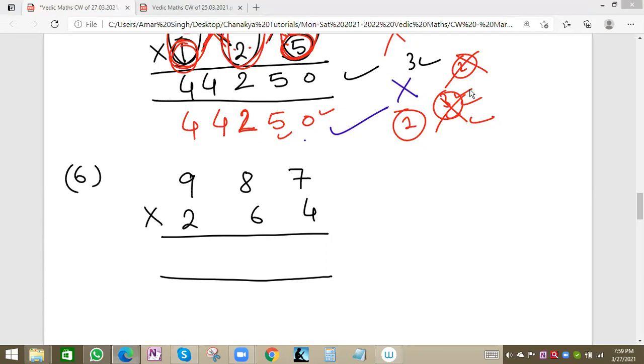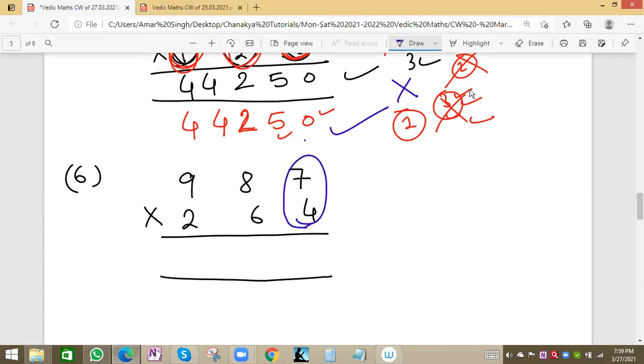7 into 4 will be 28. 8, carry will be 2. Carry will keep right side. Now we'll do cross. 8 4 ja 32 and 7 6 are 42. 32 and 42 we have to add. 32 and 40 is 72 and plus 2 is 74. 74 plus 2 is 76 because carry is also there. 76, 6 and carry will be now 7.